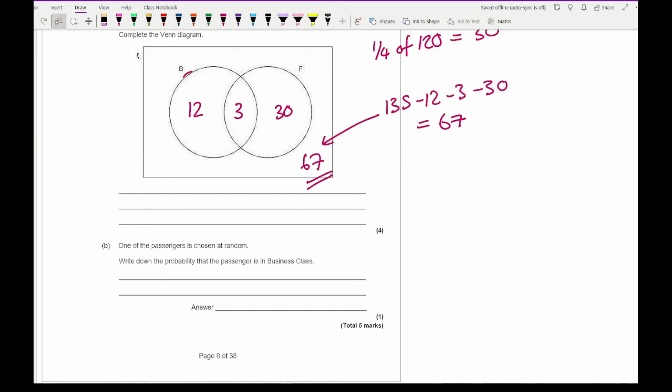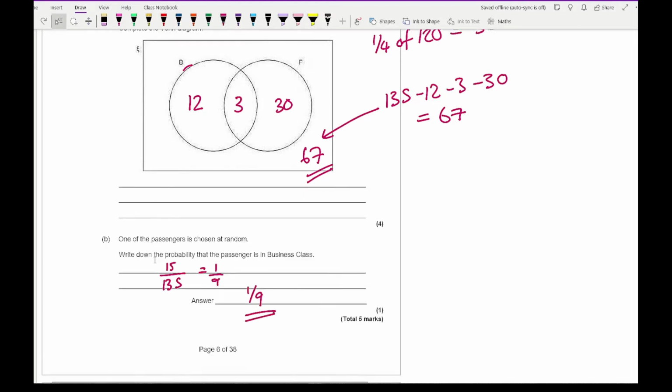Well, how many business class are flying? Well, there's 15 out of a total of 135. And then if I simplify that fraction, I get 1/9. So my final answer is 1/9.